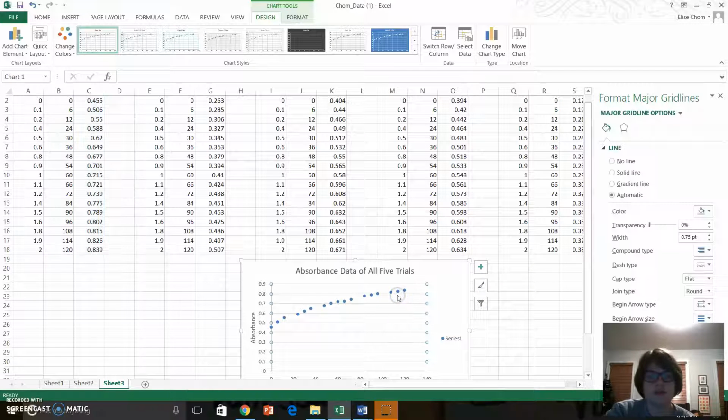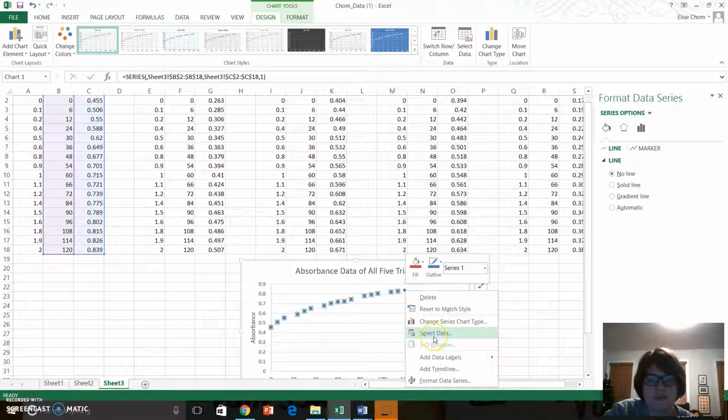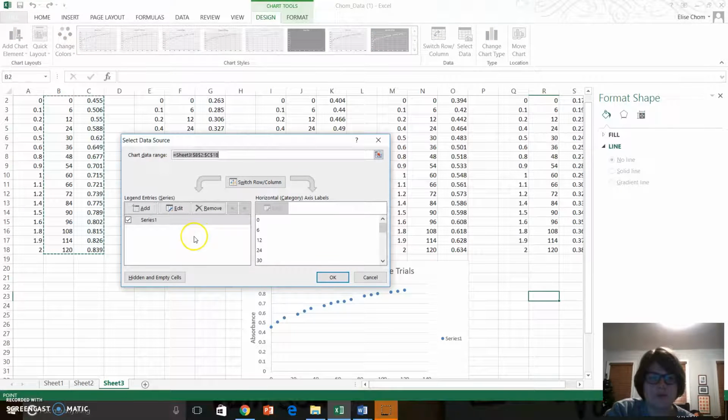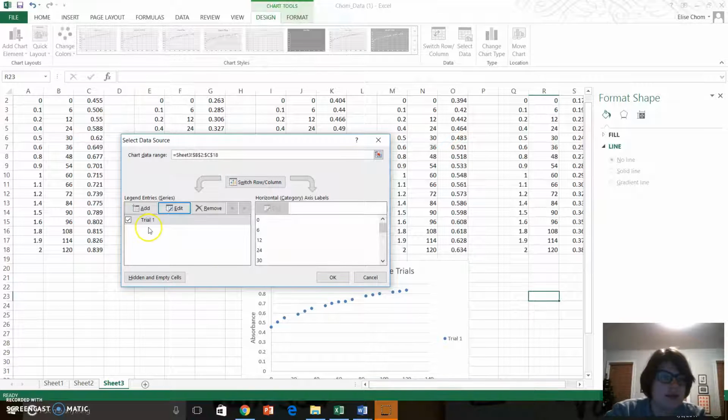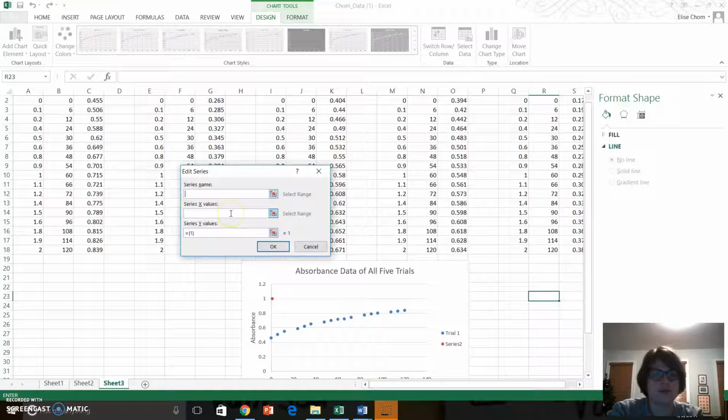So in order to do this, I'm going to right click, select data. Okay, and I'm going to get a pop-up screen like this. Series 1, I'm going to edit this, and I'm going to give it a series name. This was trial 1. Right. Next thing I need to do is I'm going to add another series. So this was trial 2.